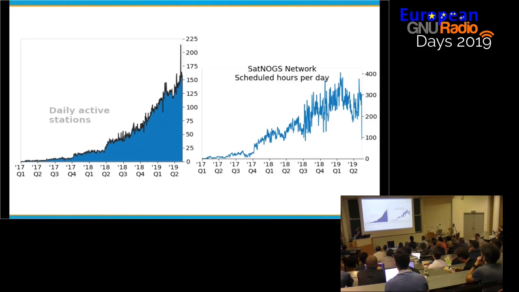The network is very wide today. We started in 2014, so it's quite old today. There are more and more ground stations on the network. Every day there are about two new ground stations on the network.